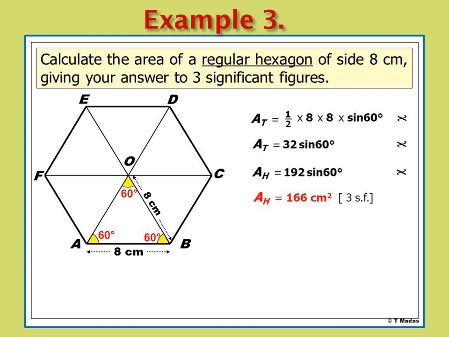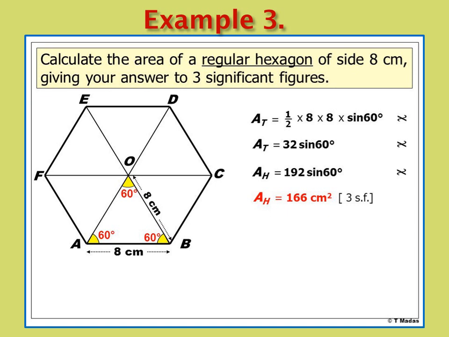Now in this case, we have the radius 8 centimeters, and therefore OA is equal to OB, which is equal to 8 centimeters. Remember, this being an equilateral triangle, it means that the 3 sides of the triangle are equal. And if side AB is equal to 8, then it follows that OB is equal to 8 centimeters and OA is equal to 8 centimeters.